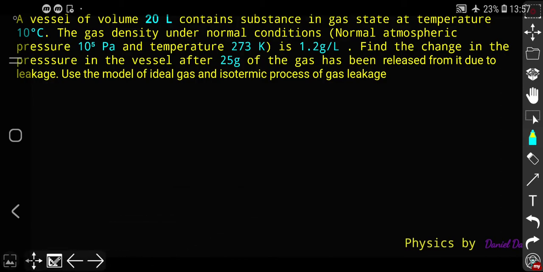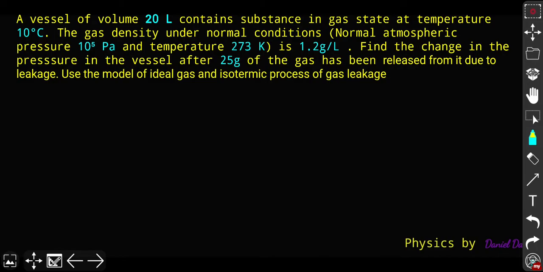So here is the problem. Pause the video, try to do it on your own. I'll just give some comments on it first. We have a vessel of given volume at a given temperature. So here is the leakage of the gas. You need to find the change in the pressure in the vessel after 25 grams of gas has been released due to the leakage. Also make sure you understand what normal conditions are. Basically, normal atmospheric pressure, which is around 10 to the power 5 pascals, and normal temperature, 273 kelvins.